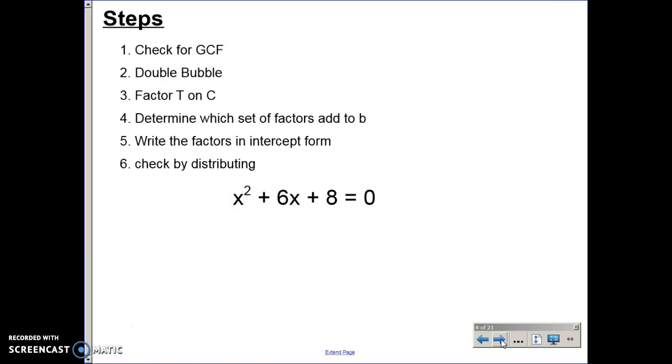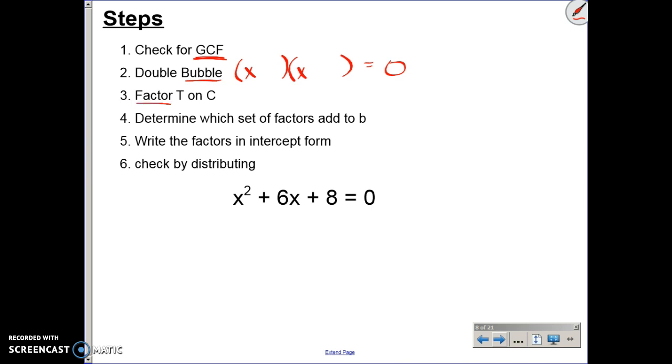Alright, and then our actual steps for factoring. Check for your GCF first. That stands for greatest common factor. Double bubble is a fun way to remember that you have to do parentheses. And you always put whatever variable you're using in the front. And it should equal 0. So double bubble just means set up those parentheses ahead of time.